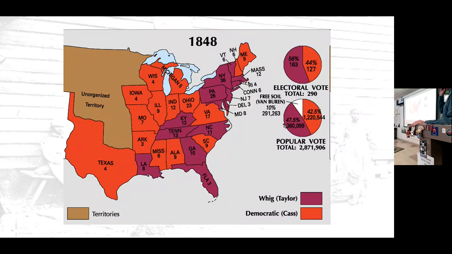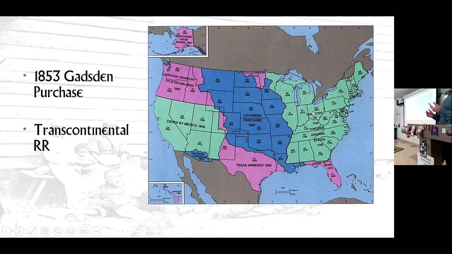Remember, popular sovereignty was kind of a scam. So we ended right here, right? Let me get one more thing really quick. Even though it's 1853, the Gadsden Purchase.